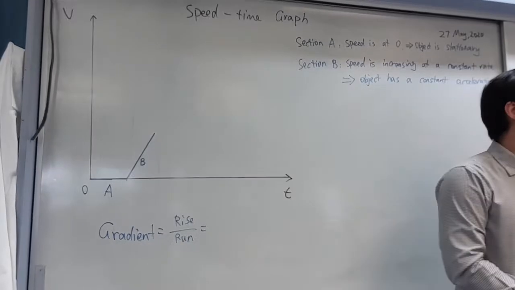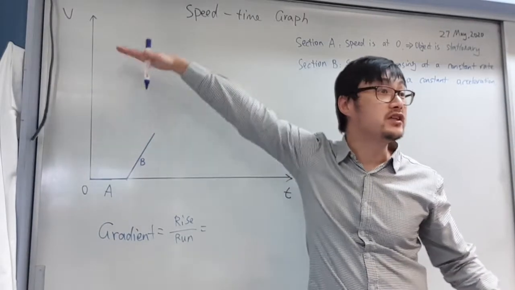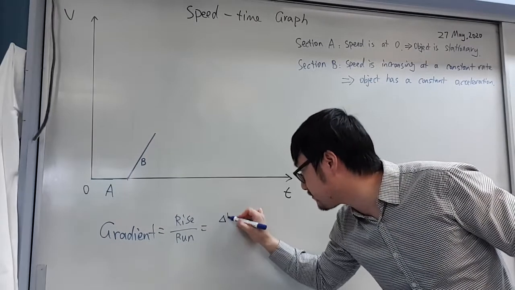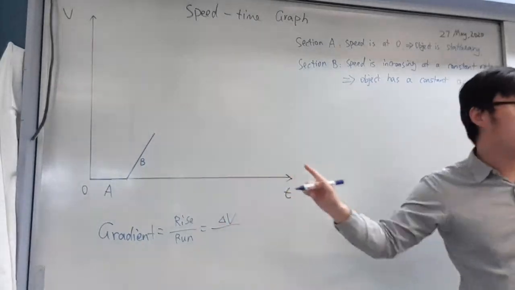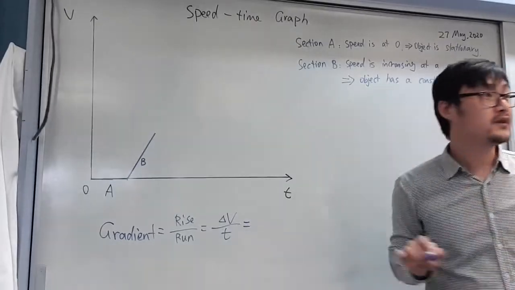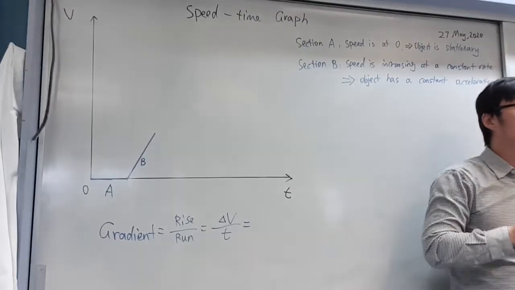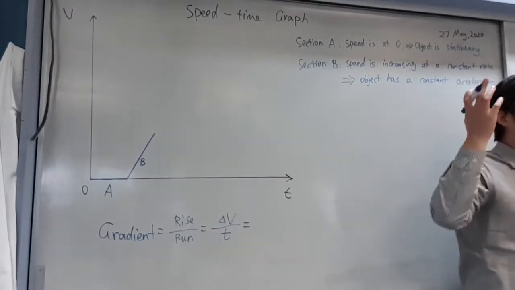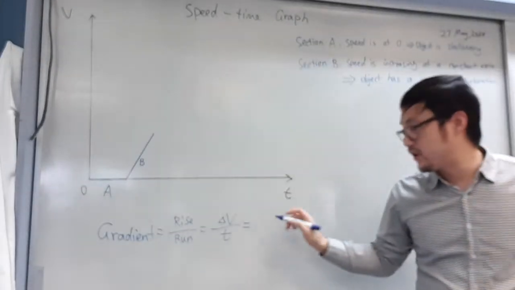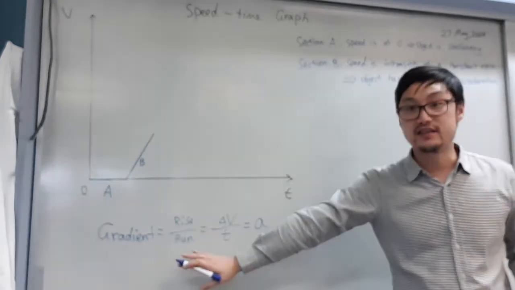So what is rise? Rise over here is the change of speed, right? And my run is the time taken, right? Change of speed divided by time. So then what is change of speed divided by time? It's how fast speed is changing. So we have to define this thing, right? We give it a name, we call it acceleration. Okay, I write down the definition of acceleration.